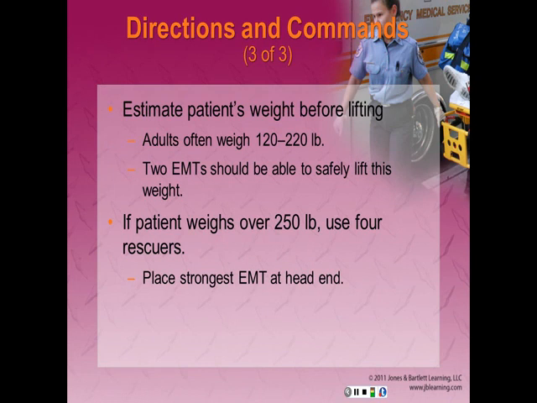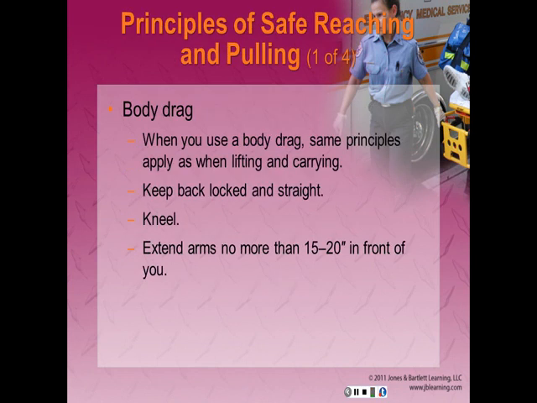You should always estimate the patient's weight before lifting. Generally speaking, adults often weigh in the range of 120 to 220 pounds. And realistically, 2 EMTs who are in good physical condition should be able to safely lift this type of weight. If the patient weighs more than 250 pounds, you should use 4 rescuers, and it's always a good idea to use 4 if you have them available. You always want your strongest EMT at the head end. The second strongest EMT should be at the foot.